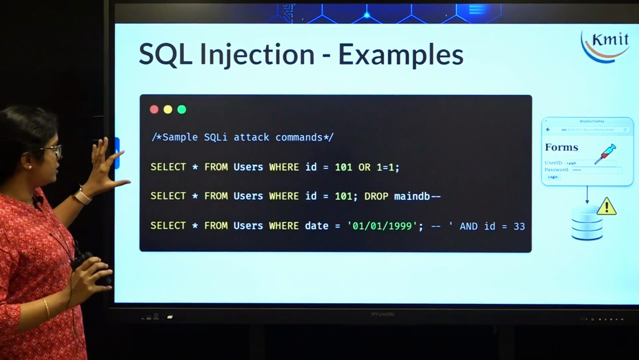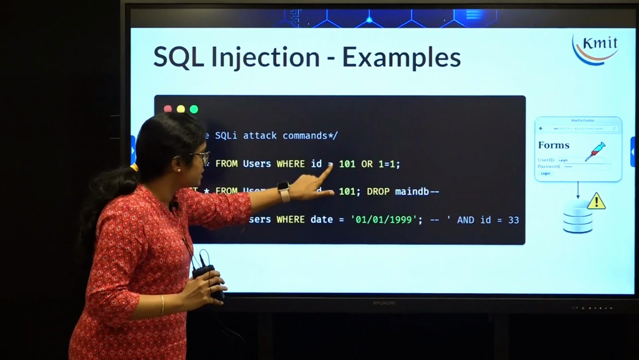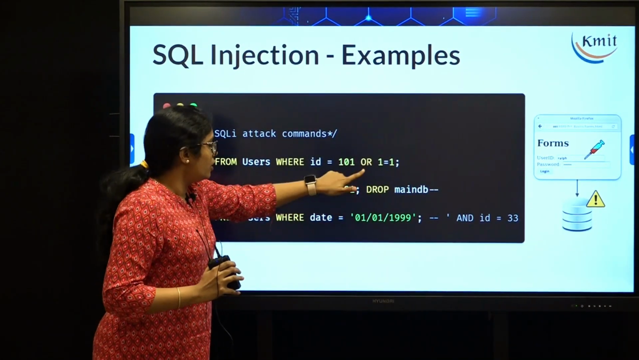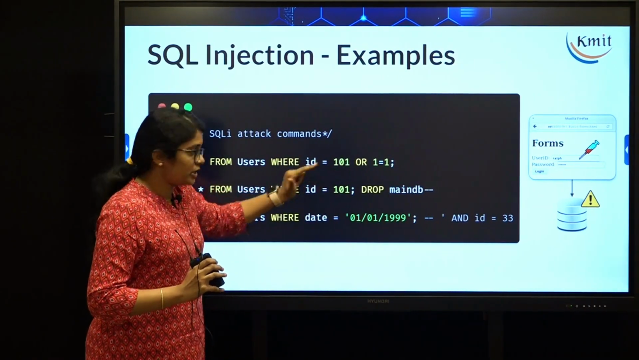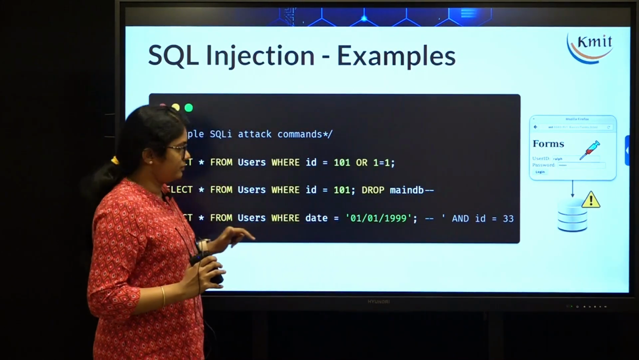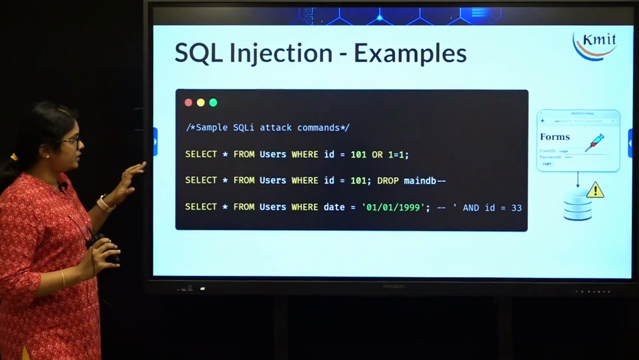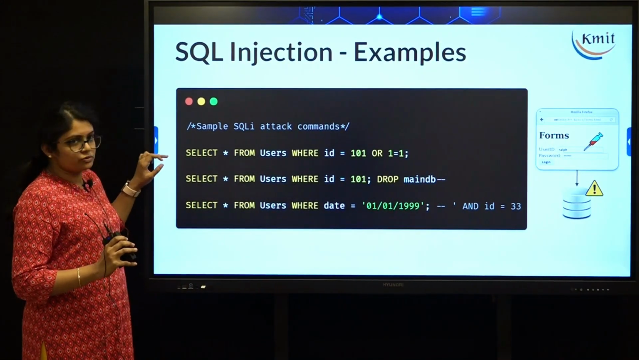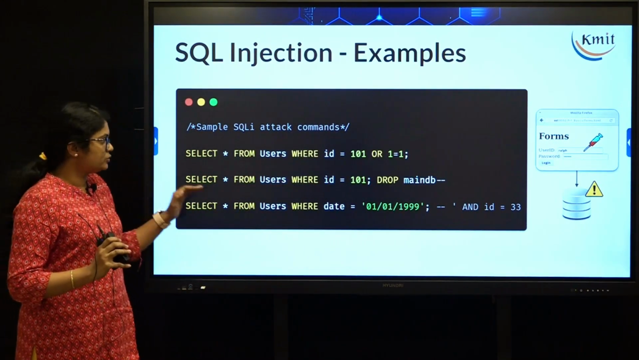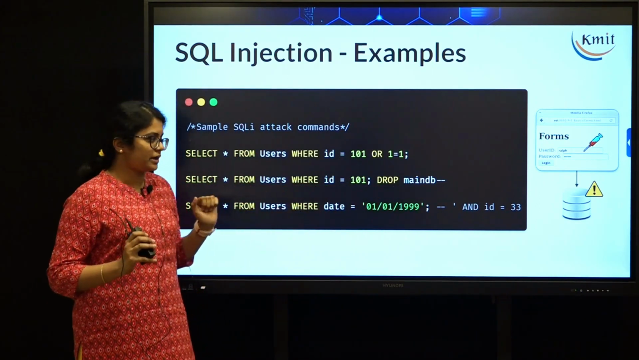So take a keen look at these commands, and how, by concatenating some extra information, an attacker can either drop a database entirely, or bypass a security check, or do some other criteria-based search. So go through these three statements very keenly. Here he is bypassing the true condition by using OR 1=1, and in the second statement he is doing a drop of a main DB, and these are the comments that are used in SQL syntax.